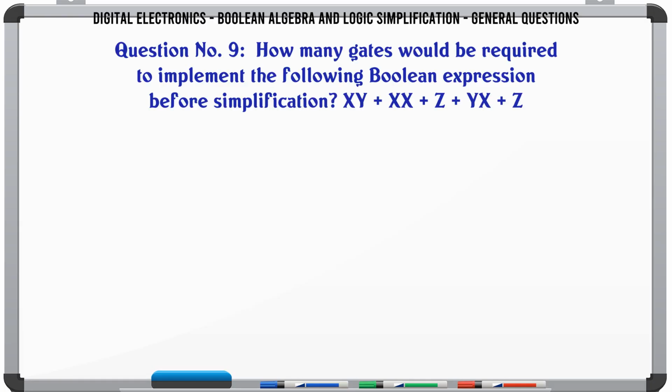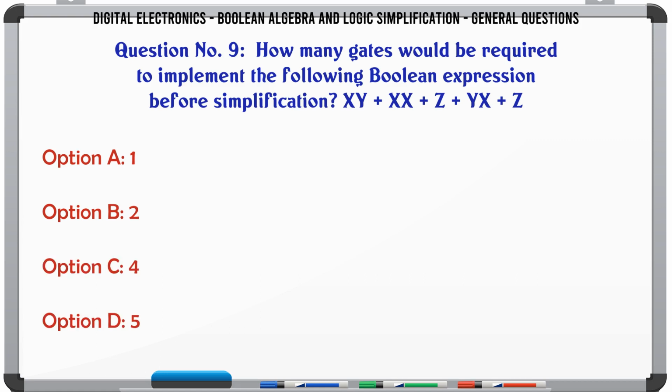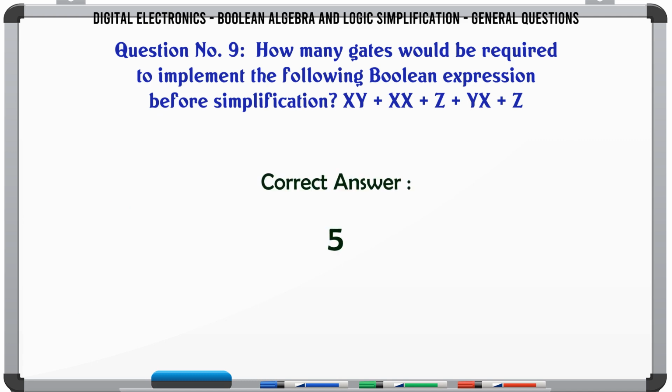How many gates would be required to implement the following Boolean expression before simplification: XY, XXZ, YXZ? A1, B2, C4, D5. The correct answer is 5.